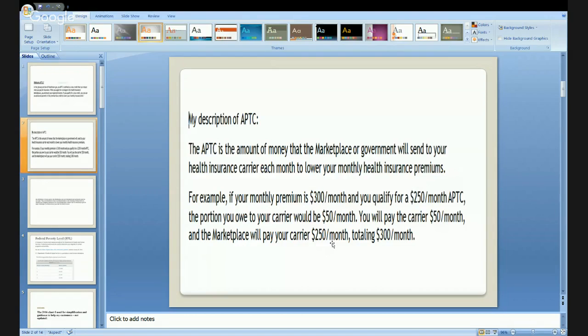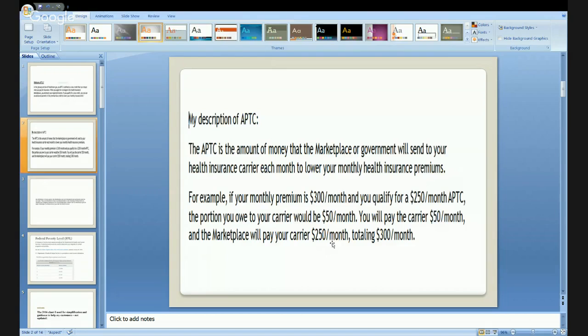My description of an advanced premium tax credit, which by the way is not intended to be exactly accurate, is just to simplify the process for my customers and for my viewers. I like to define the advanced premium tax credit as the amount of money that the marketplace or government will send to your health insurance carrier each month to lower your monthly health insurance premiums.